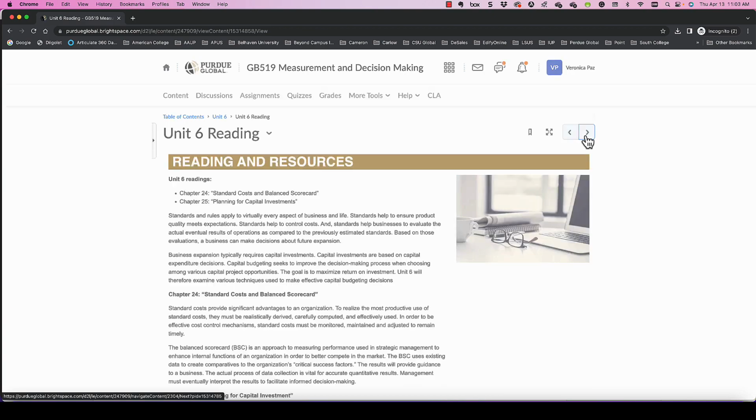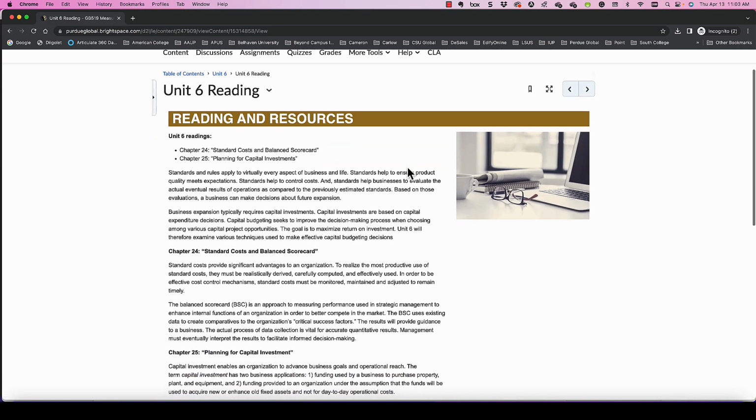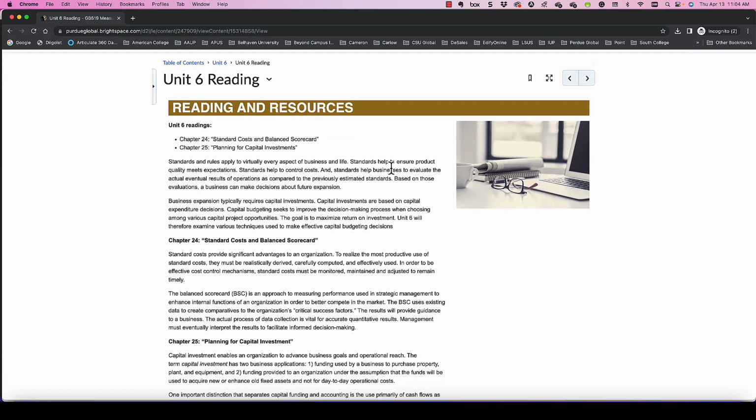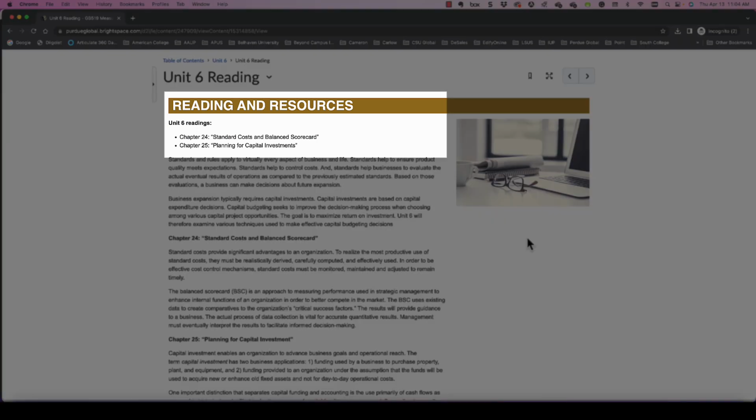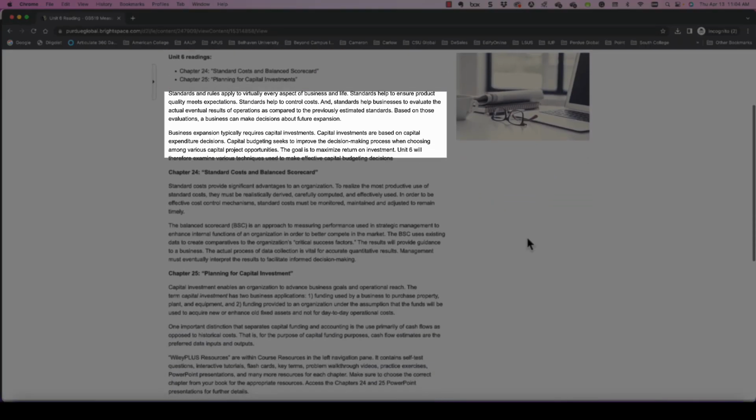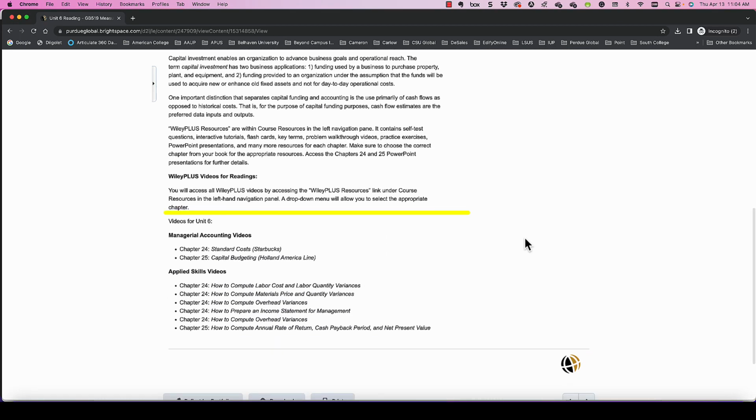As we progress through Unit 6, you will see the readings, and we're going to be reading about standard costs, balanced scorecards, and planning for capital investments. Additionally, there are several Wiley Plus videos to supplement your reading, including your management accounting videos on standard costs and capital budgeting.